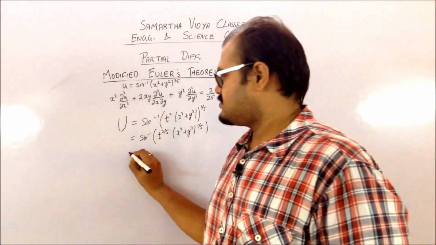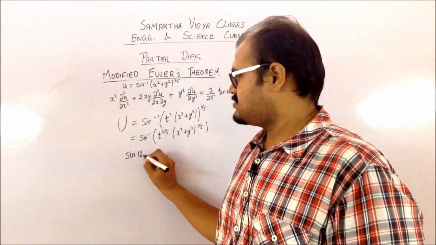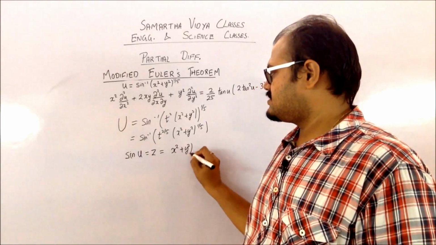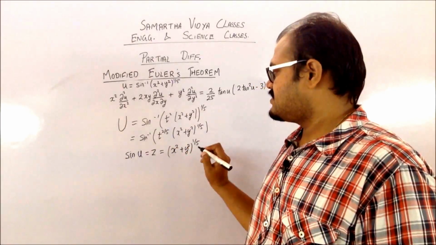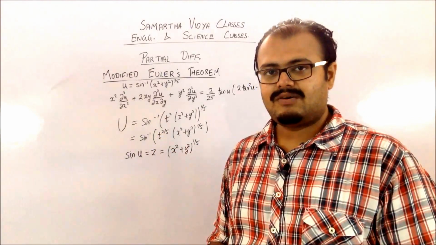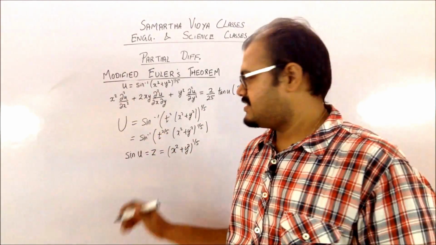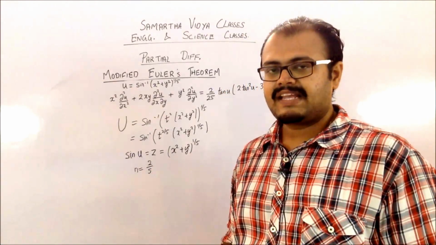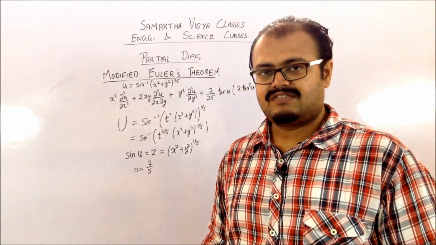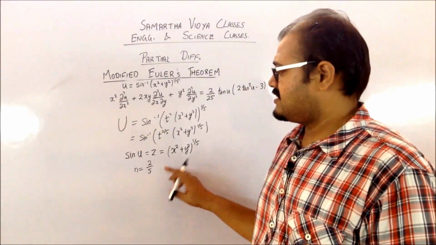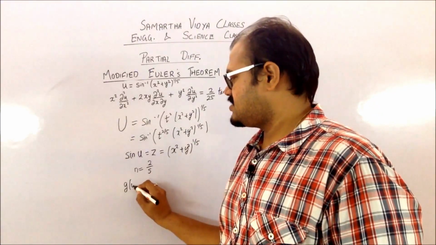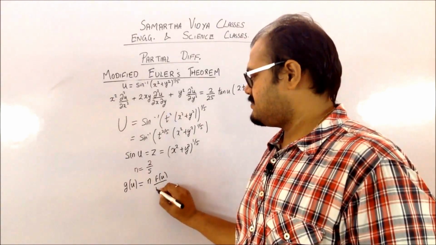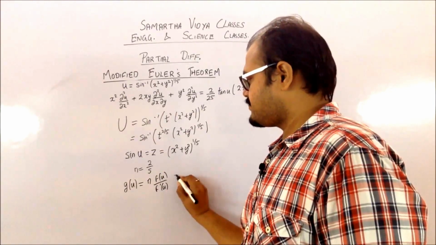But then what you can do is you can consider sine u is equal to z, which is basically equal to x square plus y square raised to 1 by 5, which we have already seen is a homogeneous function of degree 2 by 5. So you are getting the n value as 2 by 5. Now it is just merely substitution of those values. So before going for that, you need to find what is going to be your g of u.